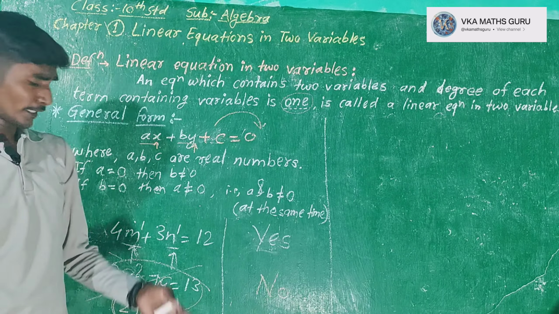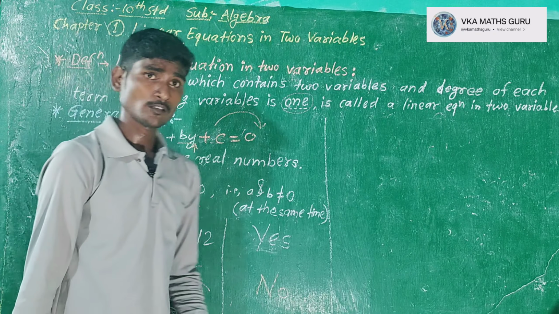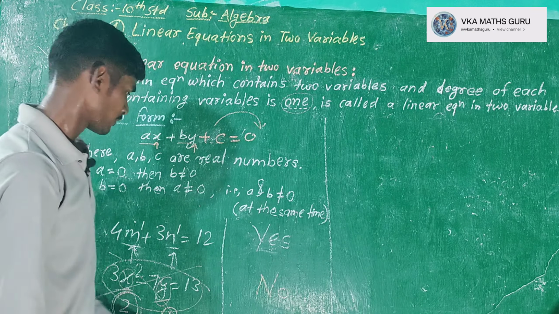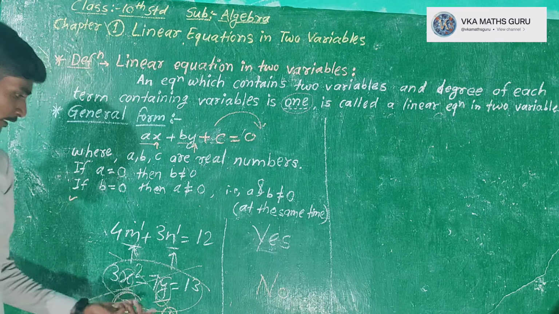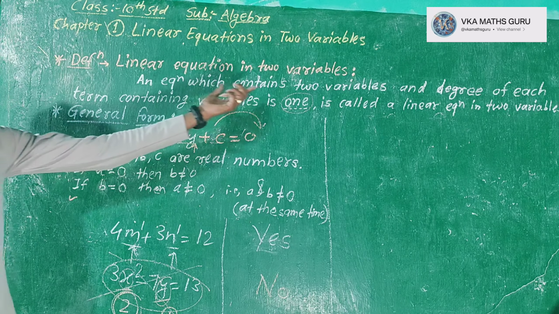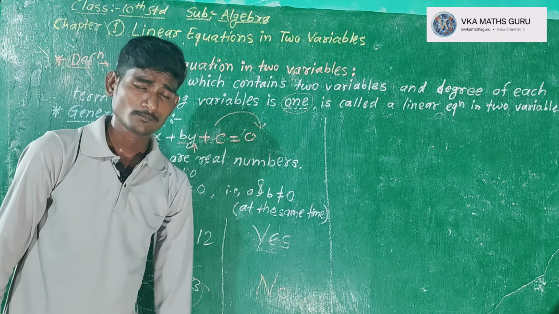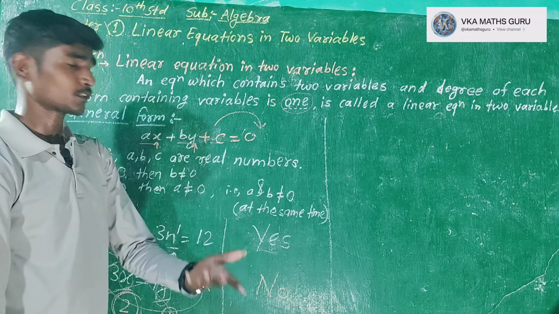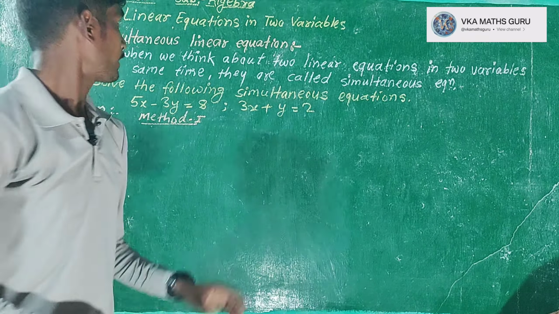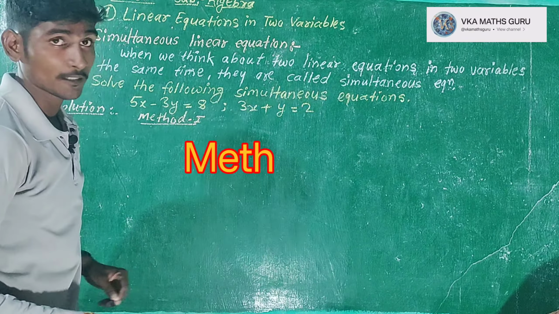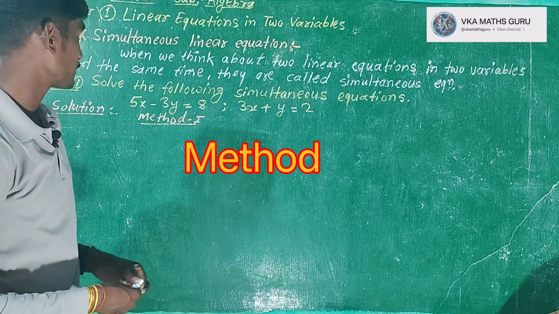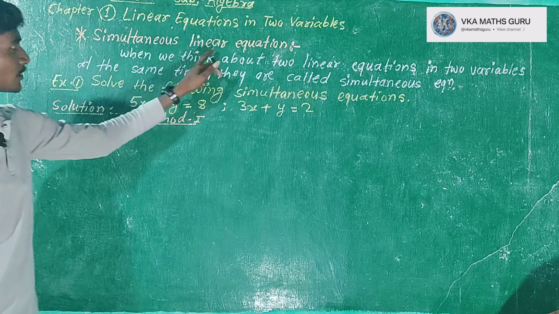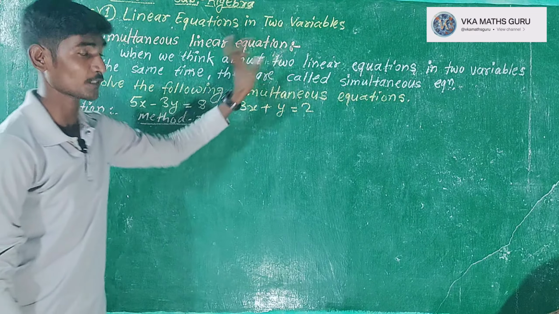There are 8 questions given in your textbook. I hope you understood the concept of the linear equation in two variables. We already discussed the linear equation in two variables and its general form. Next we will discuss simultaneous equations, simultaneous linear equations.